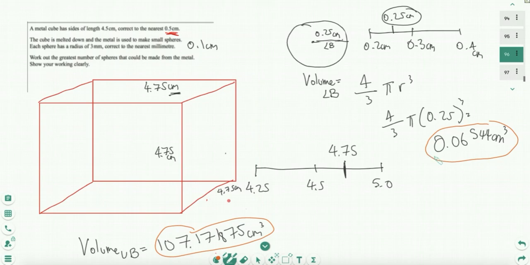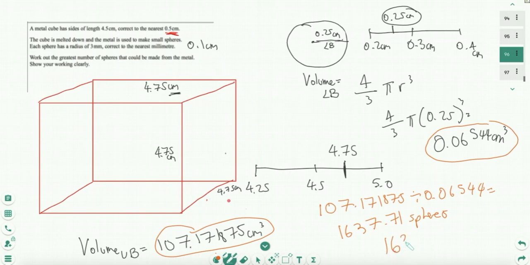How many 0.06s can be made from 107? We can just divide them. 107.171875 divided by 0.06544. We can make 1,637.71 spheres. Obviously, you can't make 0.71 of a sphere, so we can only actually make 1,637 spheres. And that is our final answer.